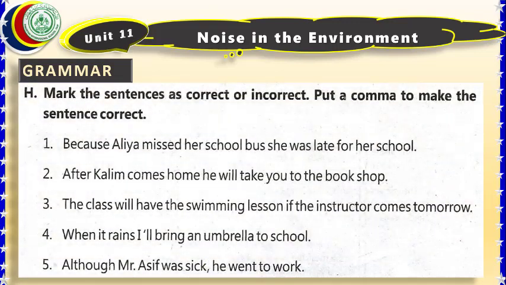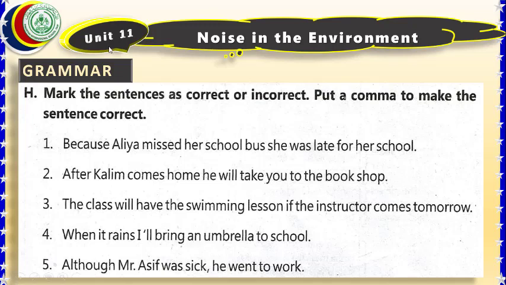Now we shall do the exercise. Mark the sentences as correct or incorrect. First of all, we shall mark the sentences correct or incorrect. Then, if it is incorrect, we shall correct it. What is the rule? If dependent clause is in the beginning, there will be comma after that. If in the beginning there is independent clause, there will be no comma.